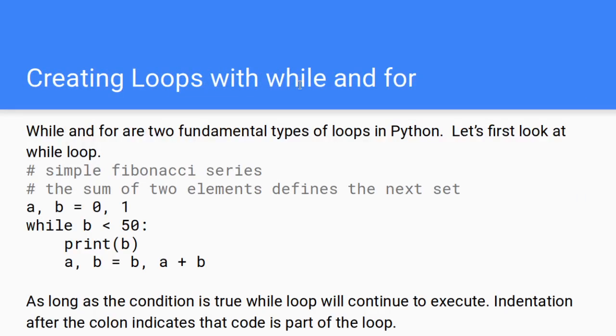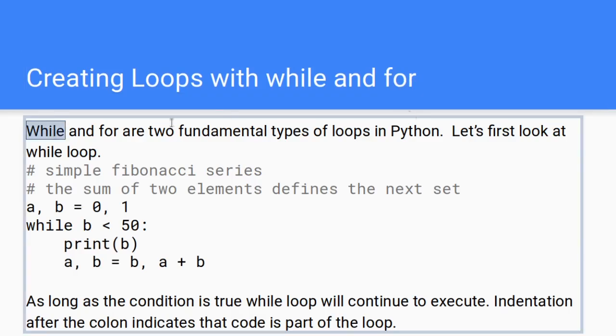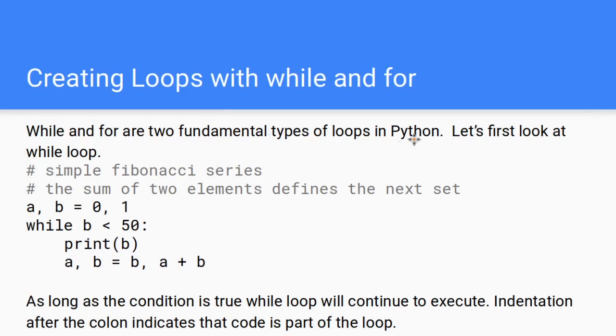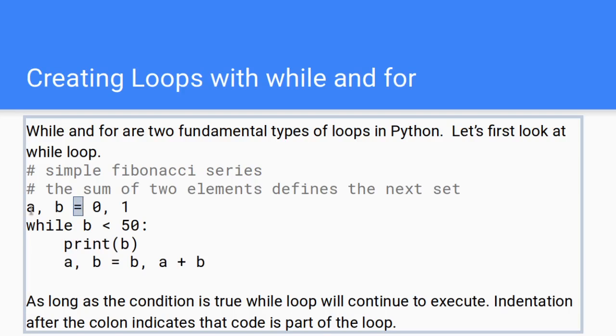So let's create some loops with while and for. While and for are two fundamental types of loops. Let's first look at the while loop. We're going to start a simple Fibonacci series. A Fibonacci series is where the sum of the two elements defines the next. Again we see this deconstruction here: A equals 0 and B equals 1. So while B is less than 50, we start our loop.